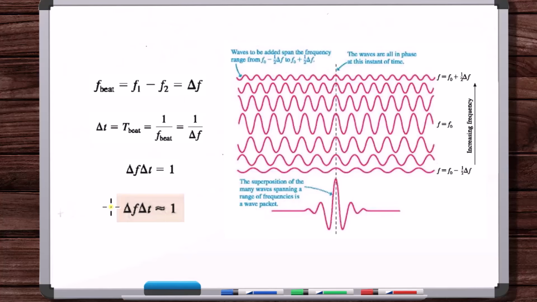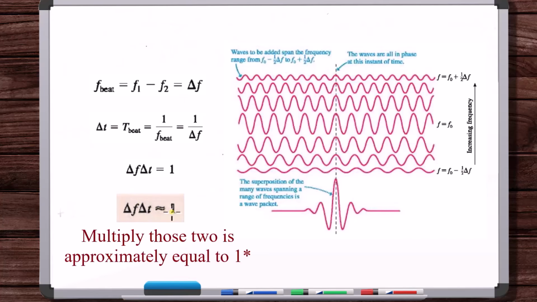And it's not equal to 1, it's approximately equal to 1, just because we're not going into fine detail on it here. But a wave packet like this isn't necessarily a pure beat. This is just a general wave packet, but these come in a variety of shapes and types. The exact relationship between delta f and delta t depends somewhat on the shape of the wave packet. But again, this is in general for any type of wave. The range of frequencies you sum together, no matter how many waves, and the resulting delta t of the wave packet is approximately equal to 1.